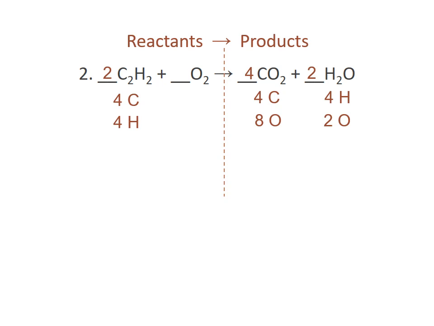Now that we're balancing out oxygen, on the product side, I have 10 oxygen in total. So that means I'm going to need 10 oxygen on the reactant side. And to get 10 O's, I will need 5 O2s. And the reaction is now balanced.